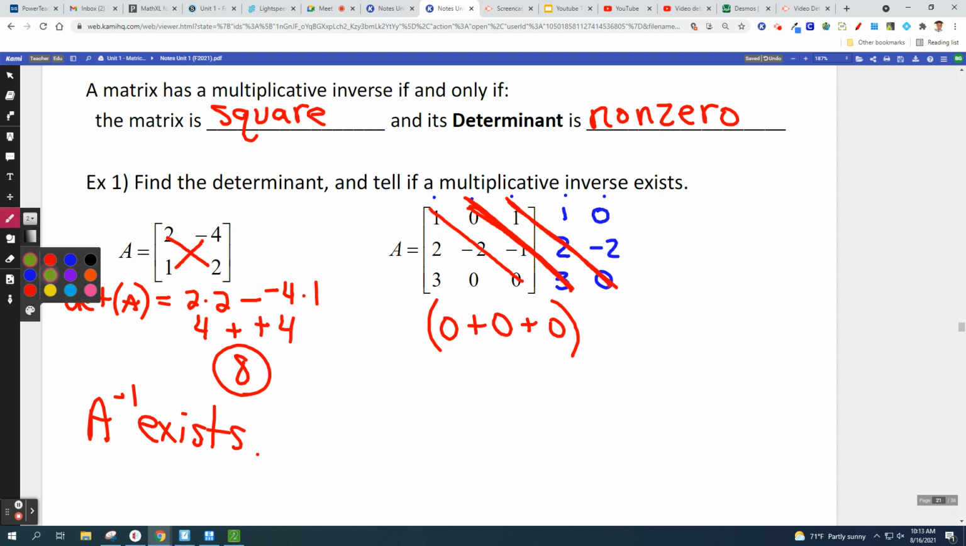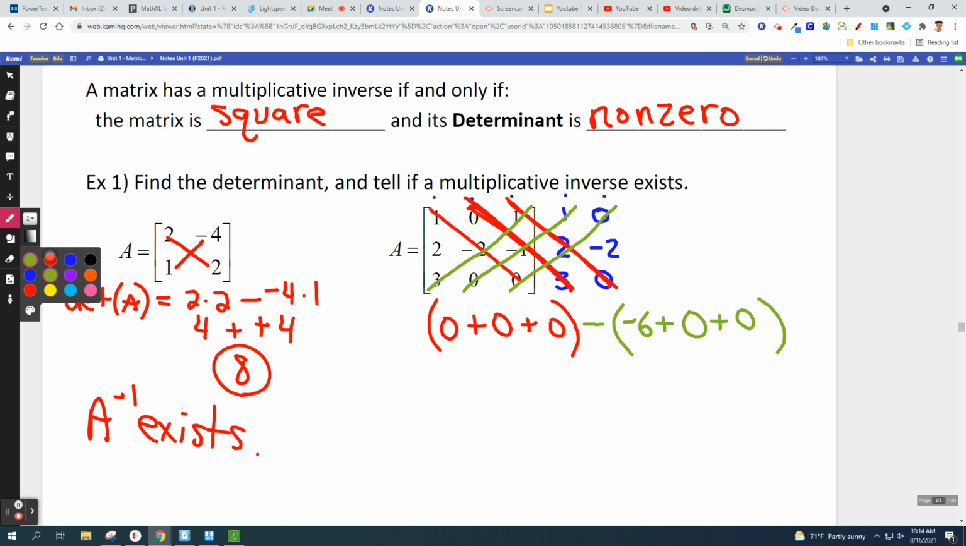Now I have to subtract the reversed diagonals. And so I'm going to have this one. 1 times negative 2 times 3 is negative 6. And then I'm going to have this one. 1 times negative 1 times 0 is 0. And then I'm going to have this one. 0 times 2 times whatever. It doesn't matter. That's going to be 0.